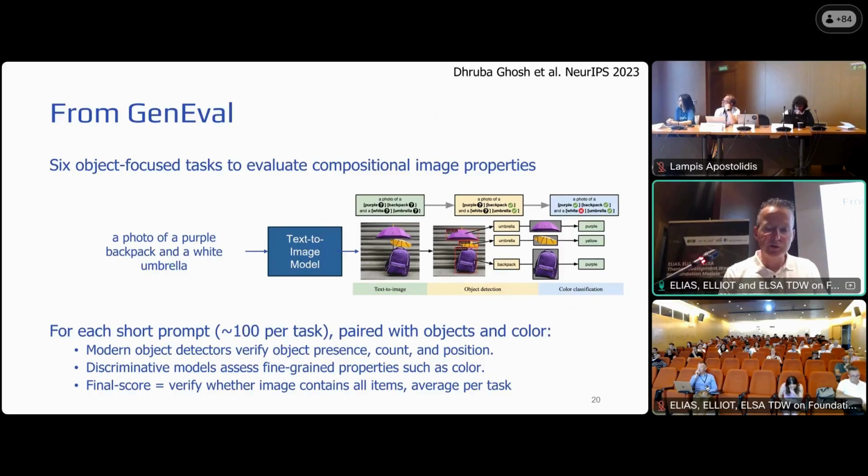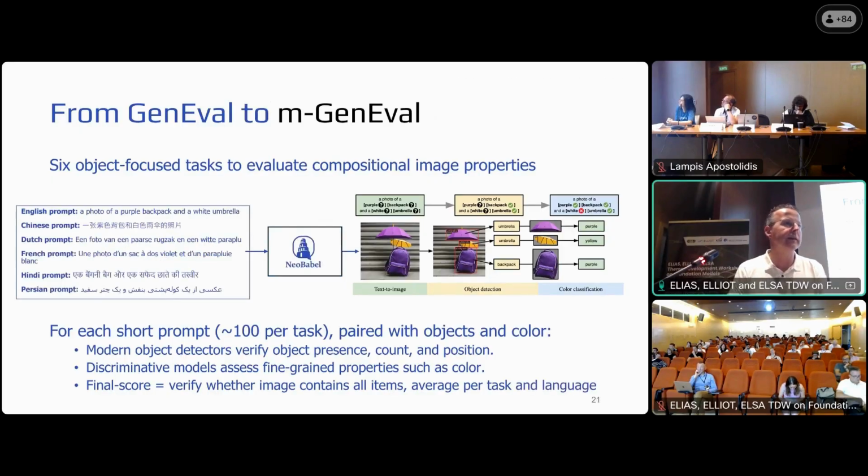So this is the usual approach. Now, it's very simple to make this suitable for our evaluation. We just add multilingual variants of the prompts, and we can use the rest of the GenEval setup as is. The final score is now computed per language, so we have multiple scores. So what does this look like?